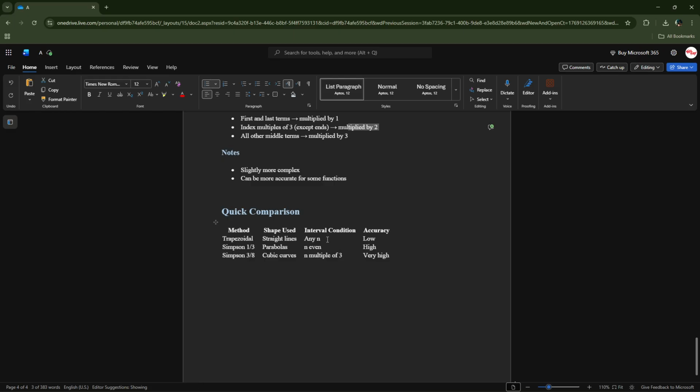In conclusion, numerical integration allows us to approximate integrals efficiently when exact solutions are not practical.